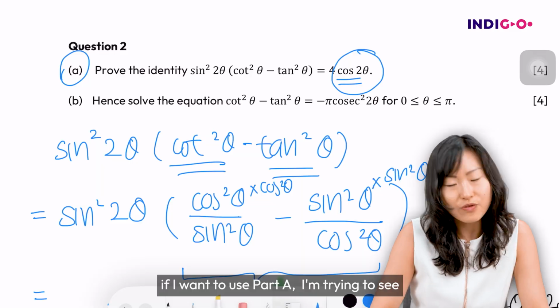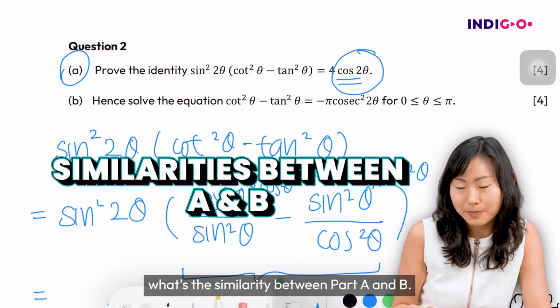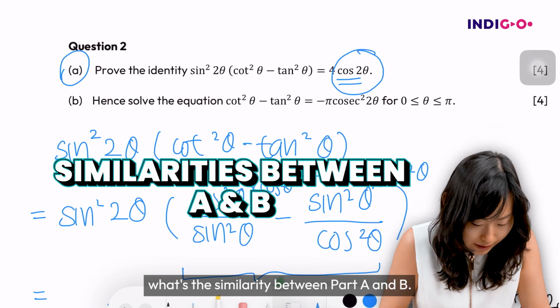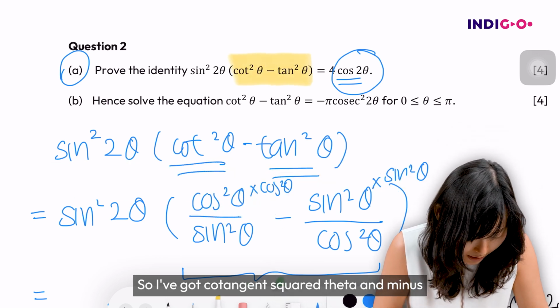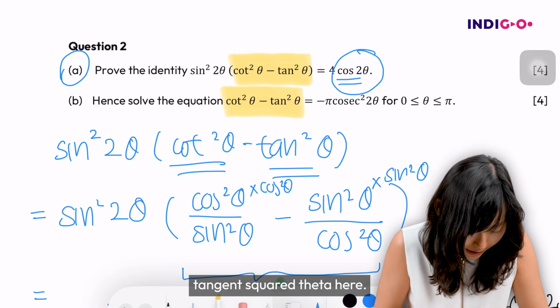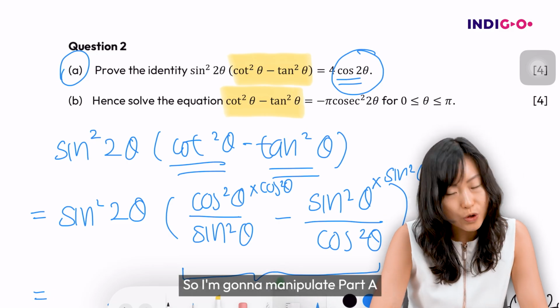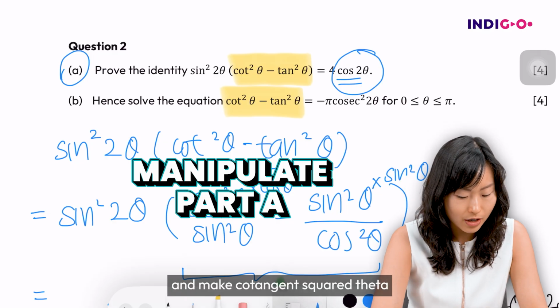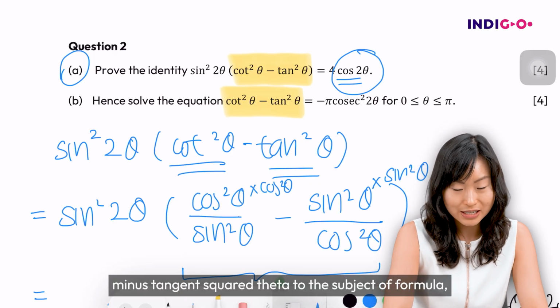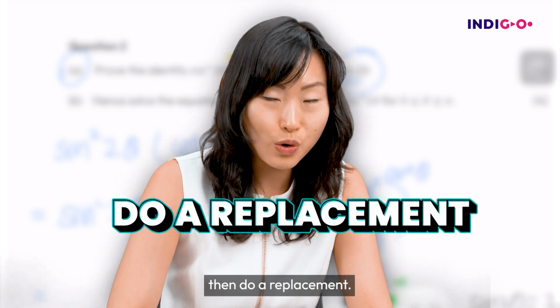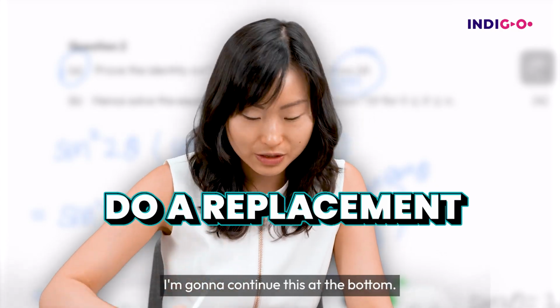So we see here, if I want to use part A, I'm trying to see what's the similarity between parts A and B. So I've got cotangent square theta and the minus tangent square theta here. So I'm going to manipulate part A and make cotangent square theta minus tangent square theta subject of formula, then do a replacement. I'm going to continue this at the bottom.